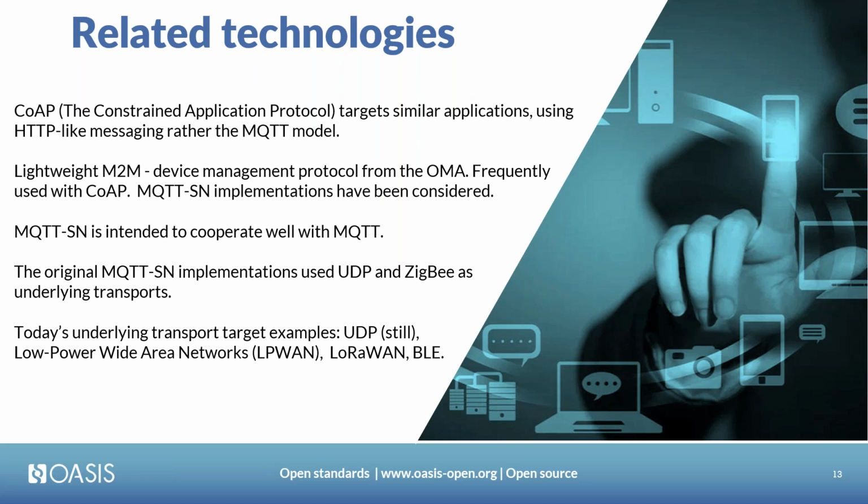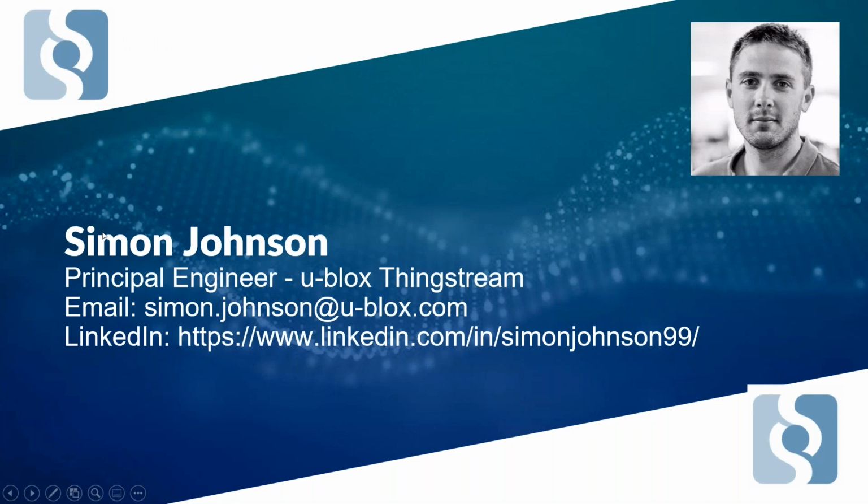Obviously, MQTT-SN is intended to cooperate well with MQTT, and the original underlying transports used with MQTT-SN were UDP and ZigBee. But in today's world, we're talking about low power, wide area networks, Bluetooth low energy, and still UDP.